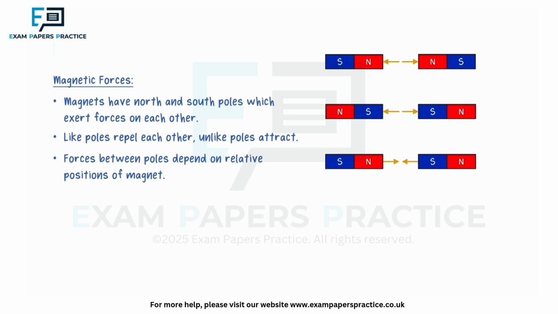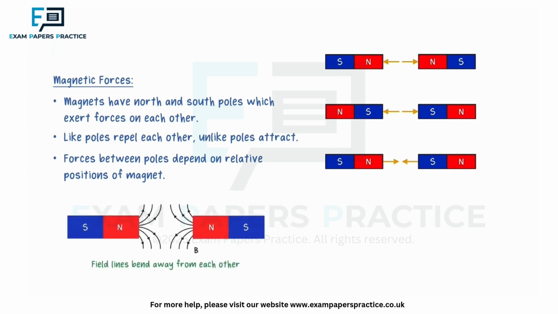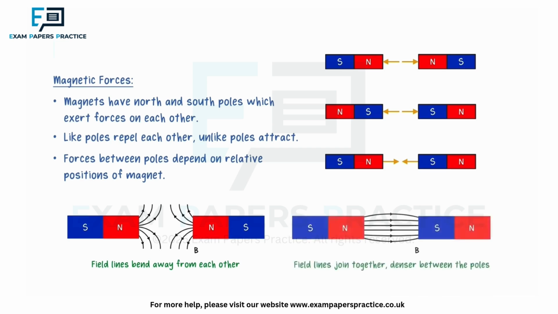If we consider the magnetic field lines of each magnet, we find that the magnetic field lines bend away from each other between two like poles. The north poles would tend to follow the path of the field lines, so the magnets will repel each other rather than coming together. With two opposite poles, the magnetic field lines join together and become denser between the poles. This shows a stronger, nearly uniform magnetic field, pushing the poles together and showcasing the attractive force.